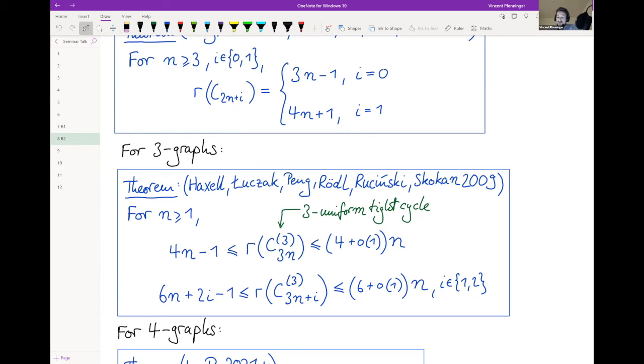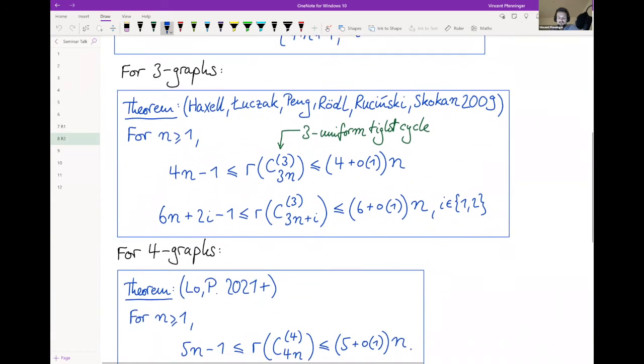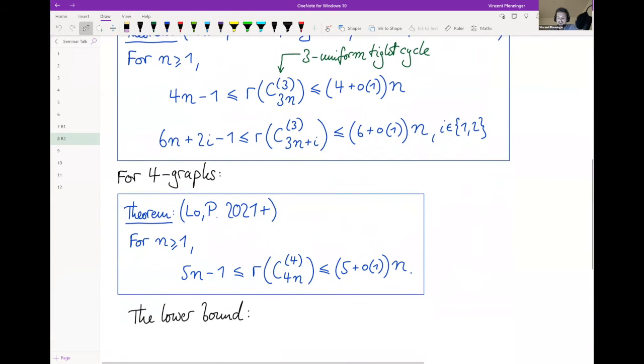So if the length of the cycle is divisible by 3, then the Ramsey number is about 4/3 times the length of the cycle. And if the length of the cycle is not divisible by 3, then the Ramsey number is about twice the number of vertices in the cycle. Okay, and we showed the first result for 4-uniform graphs in this area.